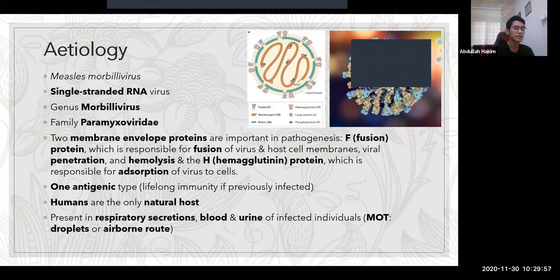So if previously infected, there will be lifelong immunity. Humans are the only natural host, and this virus may be present in the respiratory secretions, blood and urine of infected individuals. The mode of transmission for this virus is by droplets or the airborne route.